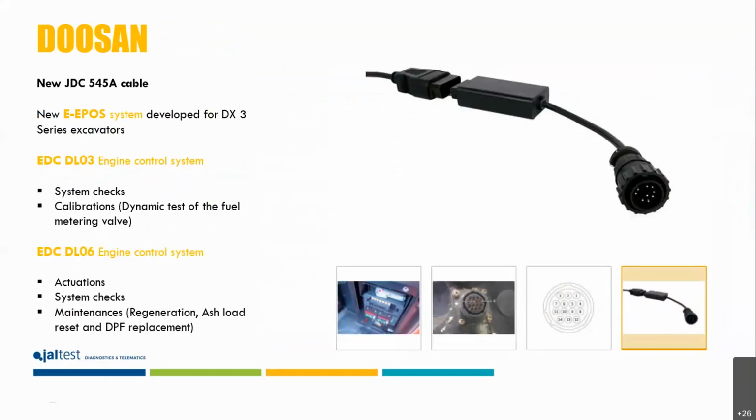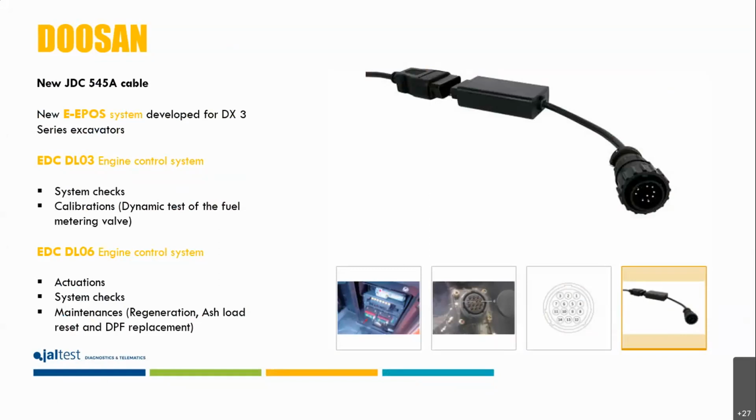For DOOSAN, as in BOBCAT and ZF transmissions, we have released a new cable, this time with a new connector, the JDC 545A. As you probably know, one of the main singularities of the off-highway world is that pretty much every manufacturer has its own cable or connectors. So having the chance to get all these cables directly from us is a good thing to let you know.